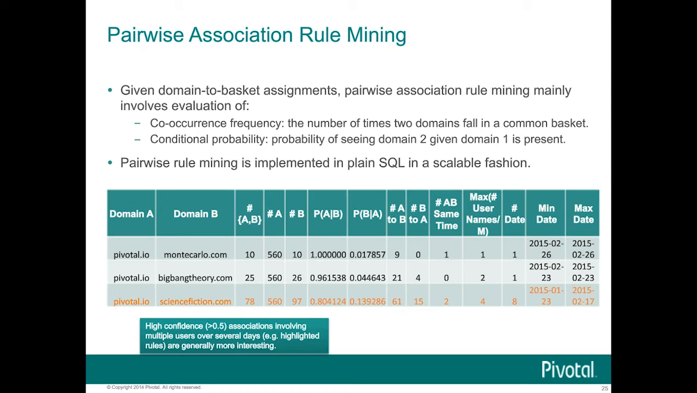So typically, high confidence, that is greater than 0.5, associations involving multiple users over several days, for example the highlighted rule, which has a high confidence of 0.8 and appears in at least 8 days and at least 4 users, are generally more interesting. Because watering hole attacks are targeted to domains that are accessed by at least a couple of users, and they generally span more than a single day. That's why we concentrate on these associations which have high confidence and span several days.